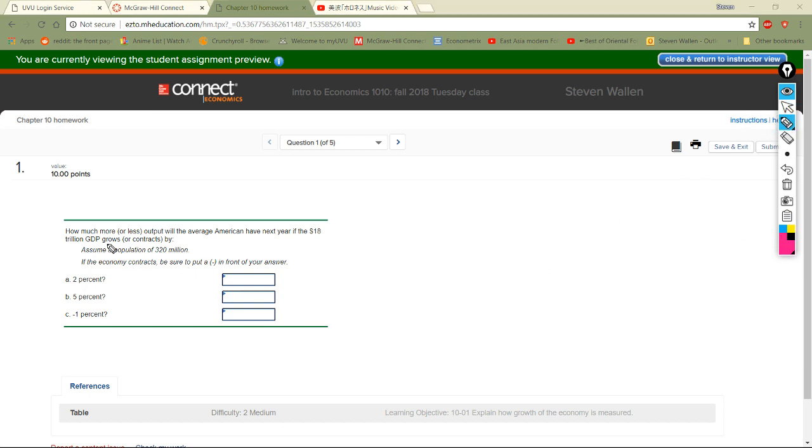Let's see what we got over here. How much more or less output will the average American have next year if the 18 trillion GDP grows or contracts by a given percent? Assume a population of 320 million. So let's look at our main variables here. We got 18 trillion. That's what we're looking at right now for the GDP for this year. 320 million people. Average American, so we're going to find out what it is per American on average. This is not how it's really distributed, obviously, but this is if we were to distribute it evenly. And how much more or less, so we need to get that in there. So let's go ahead and pop this all in there.